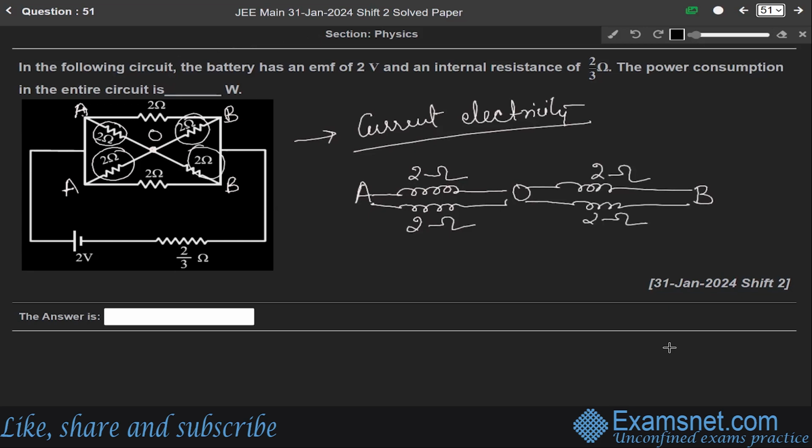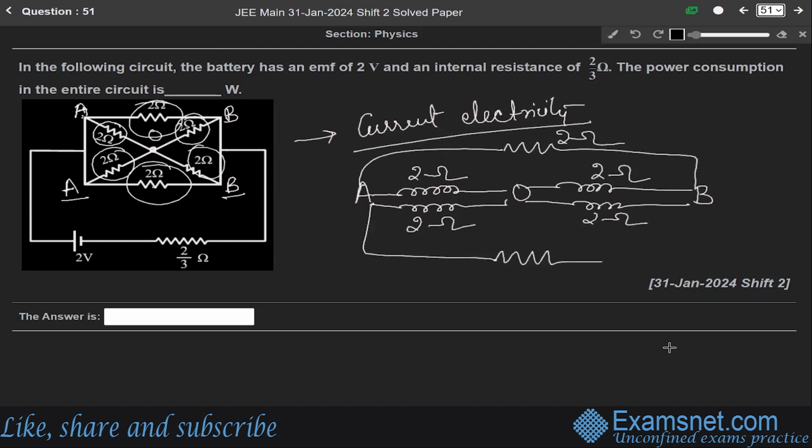And there is a resistor between point A and B having resistance 2 ohm. Another resistor between A and B having resistance 2 ohm.